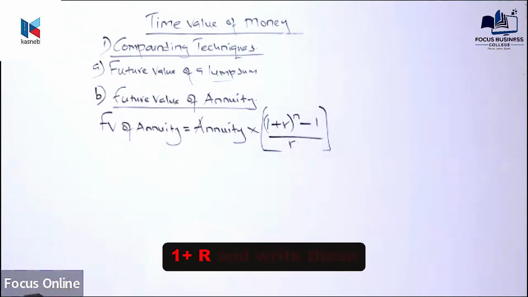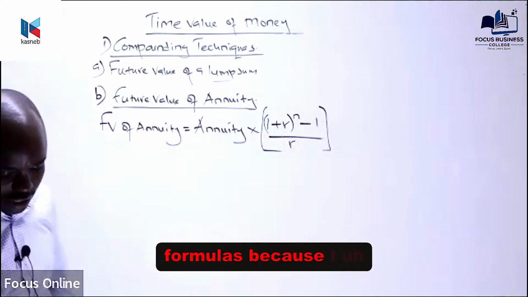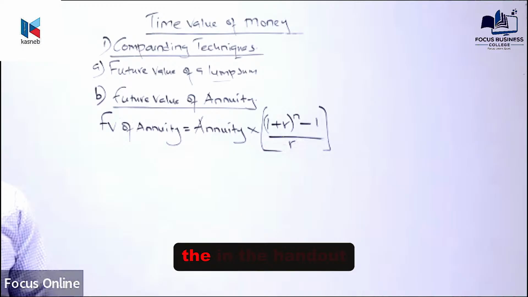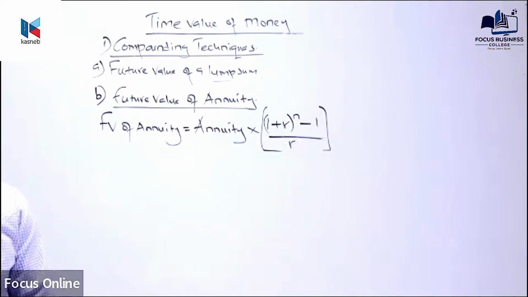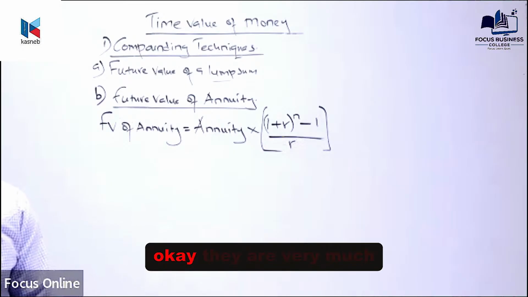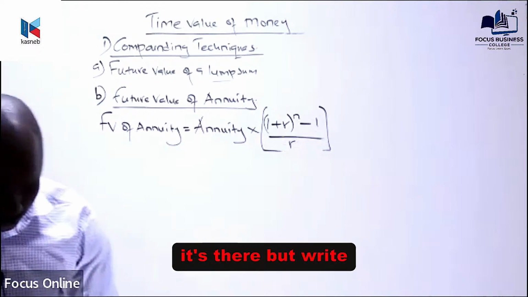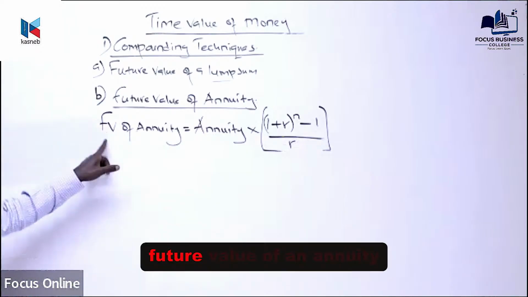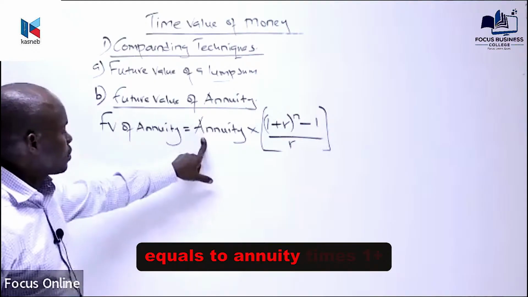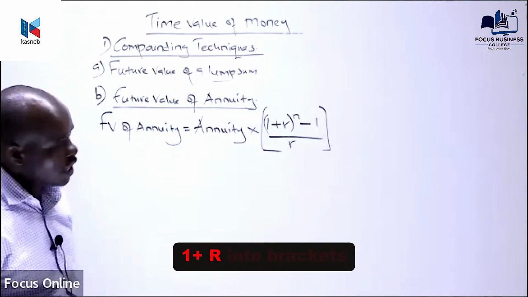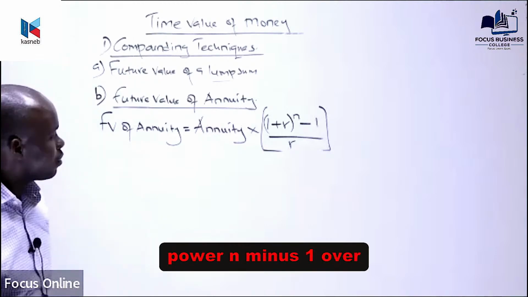1 plus R, and write these formulas because the way they are in the handout, they are very much simplified in the handout. Just write what I'm writing on the board. Future value of an annuity is equal to annuity times 1 plus R into brackets power n minus 1 over R.